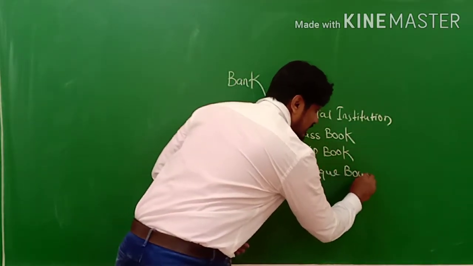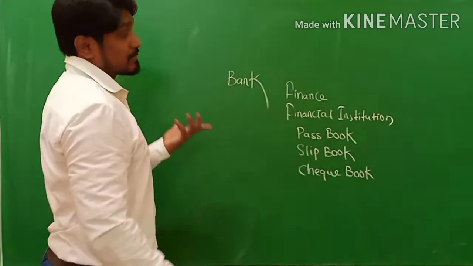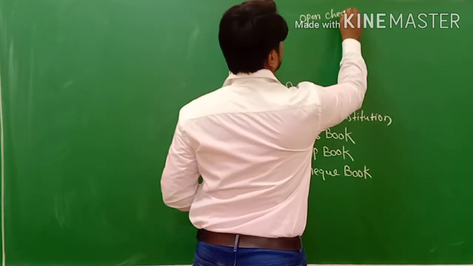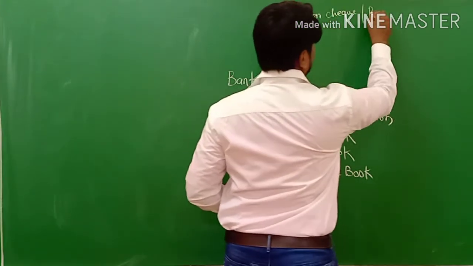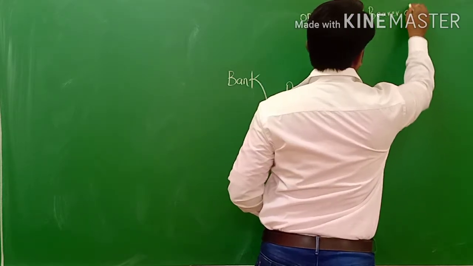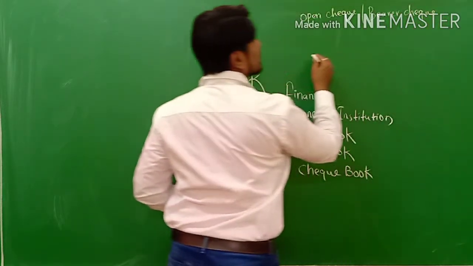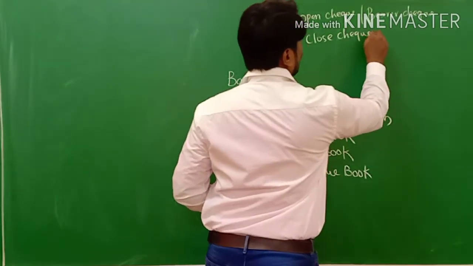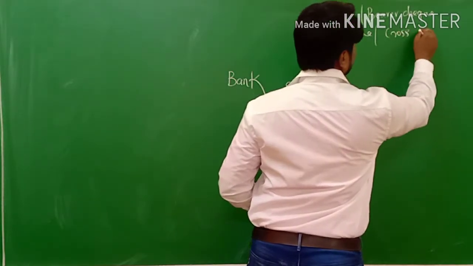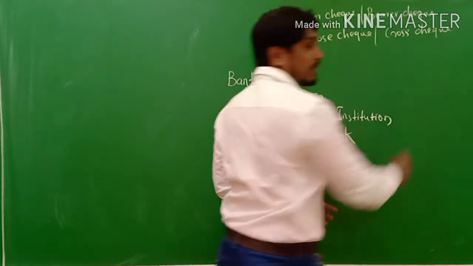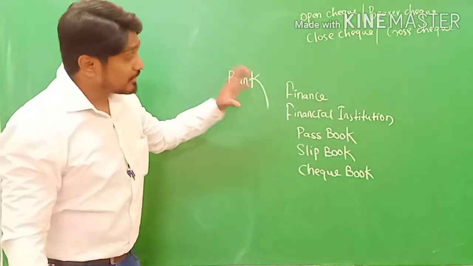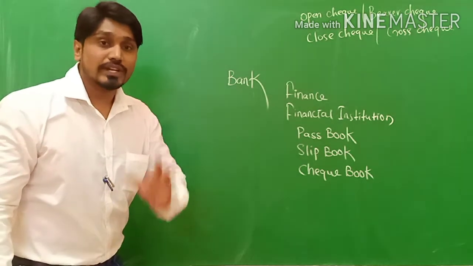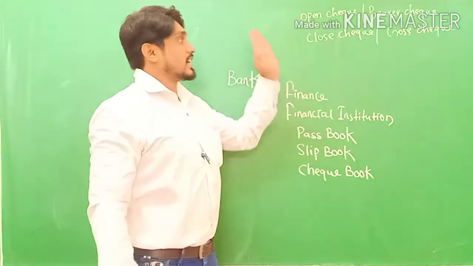So see, passbook, slip book, you will get a checkbook. If you talk about checks, there are types of check. We have open check, bearer check, then closed check or crossed check, which is also known as cross check. Don't worry, I will explain each and every point that I am writing on the board. See, open check, bearer check, closed check.